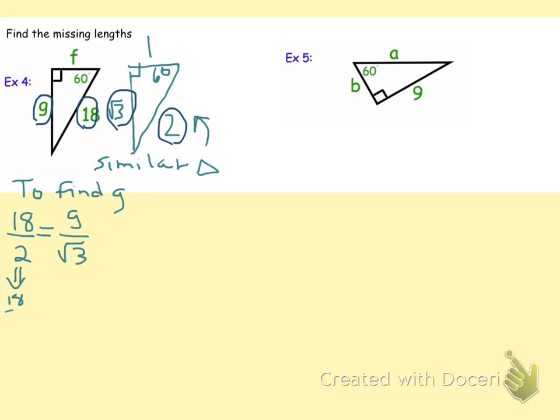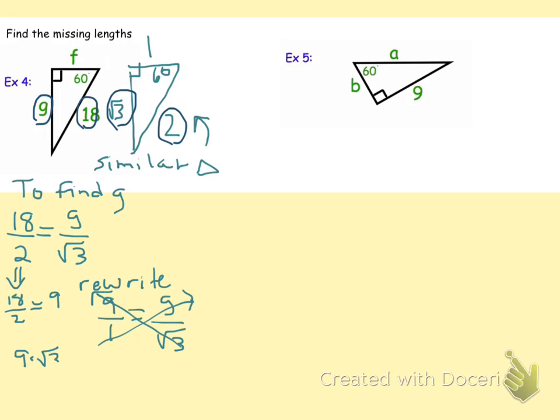So 18 over 2, we're just going to start by simplifying that because that equals 9. So we're going to rewrite the equation now as 9 over 1, same thing as just 9, equals G over root 3. Cross multiply here, we have 9 times root 3 equals 1 times G. 9 root 3 equals G. Now let's solve for F.